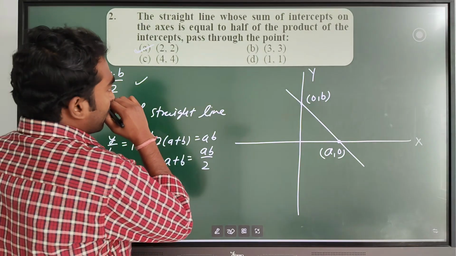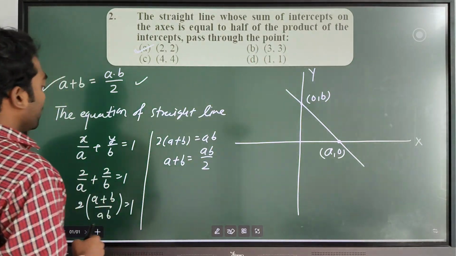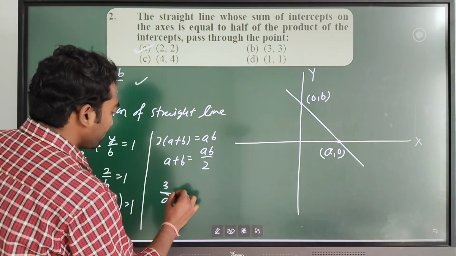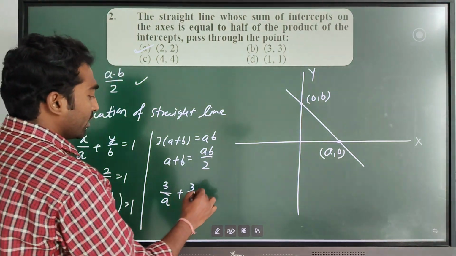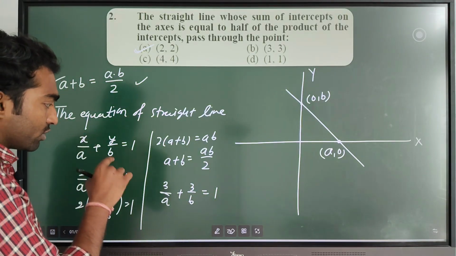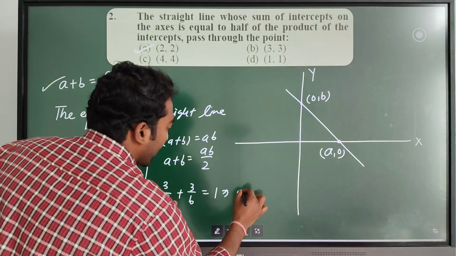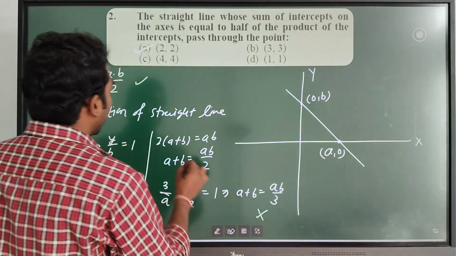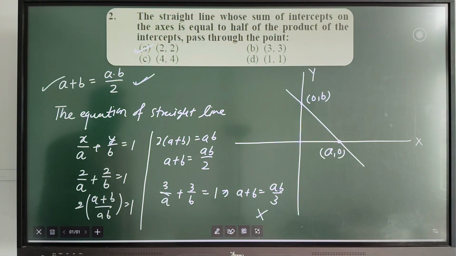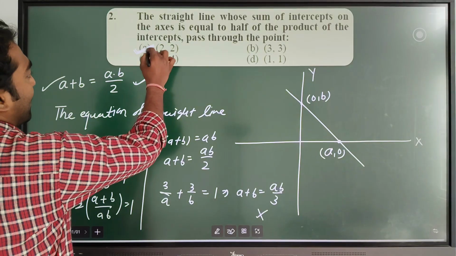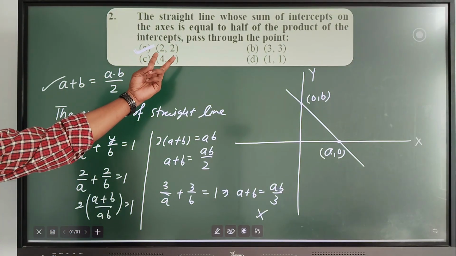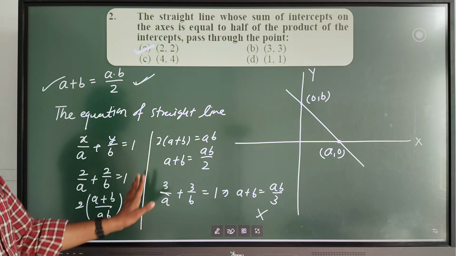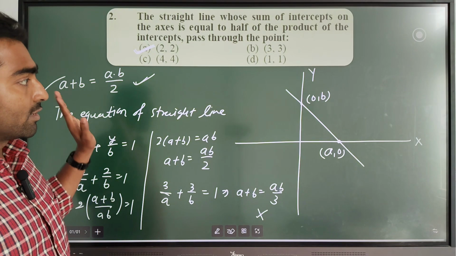If you are checking the equation in option 2, you have to put x equals 3. So 3 by A plus 3 by B is equals to 1. After solving this, you will get A plus B is equals to AB by 3, which does not satisfy the particular condition. So option 1 is the correct answer, which means (2, 2) is passing through that particular straight line. Okay, so option 1 is the correct answer.